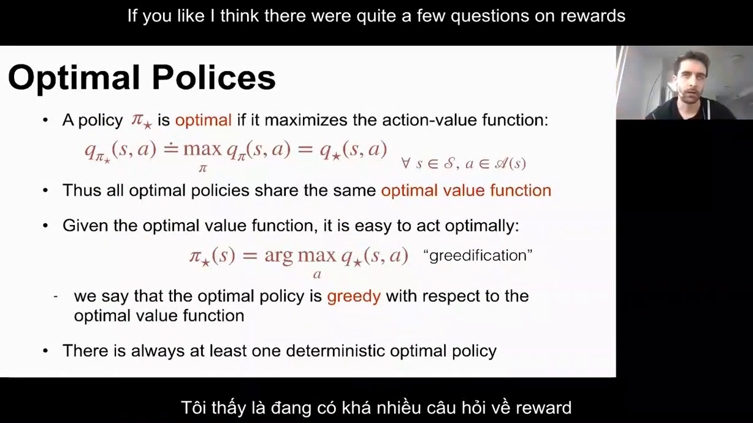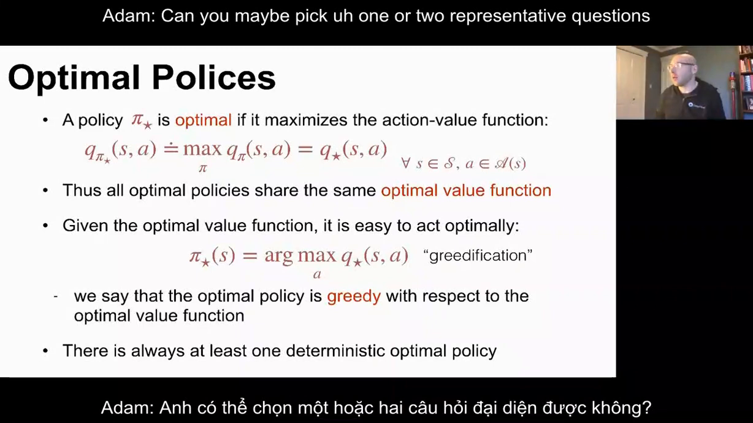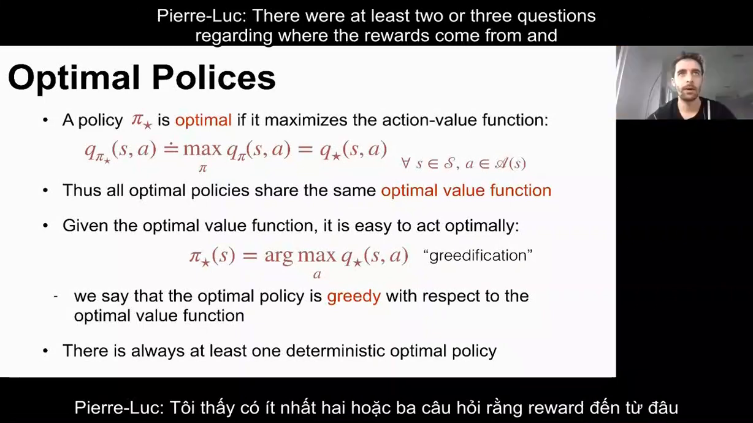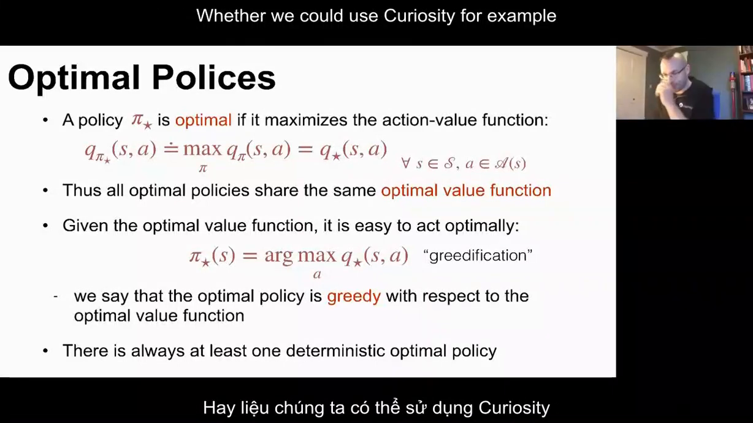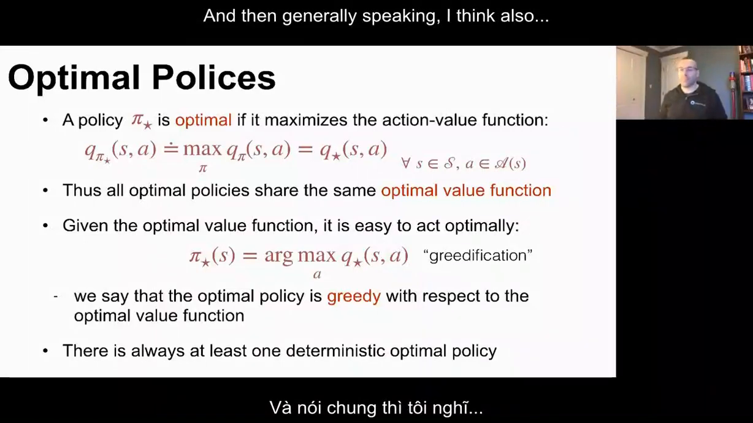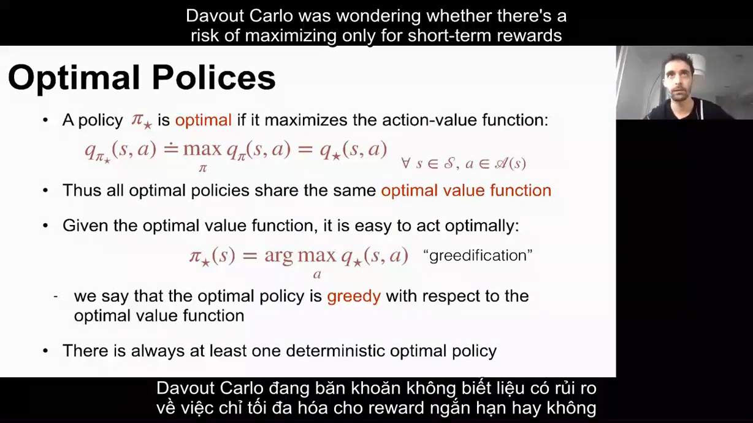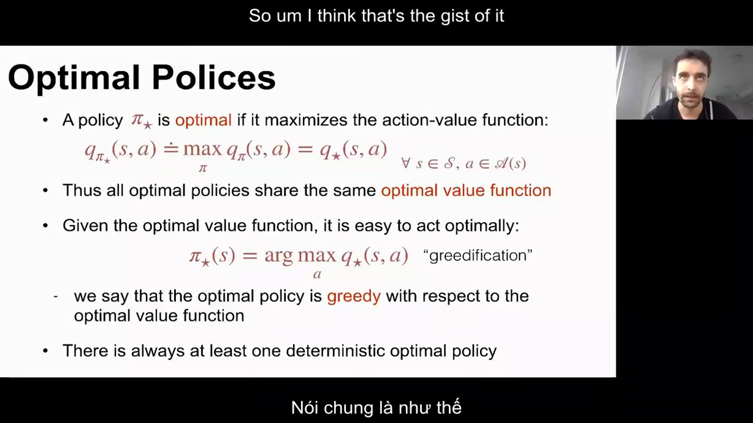Adam, if you like, I think there were quite a few questions on rewards. So would you like to take a moment now just to go back over these? Because I think we had maybe 5 of those. Sure, can you maybe pick 1 or 2 representative questions? Yeah, so I think there were at least 2 or 3 questions regarding where the rewards come from and whether we could use curiosity, for example. So Bhargav Patel was talking about curiosity for designing rewards. Yeah. And then generally speaking, I think also Davud Kalo was wondering whether there's a risk of maximizing only for short-term rewards. So I think that's the gist of it.